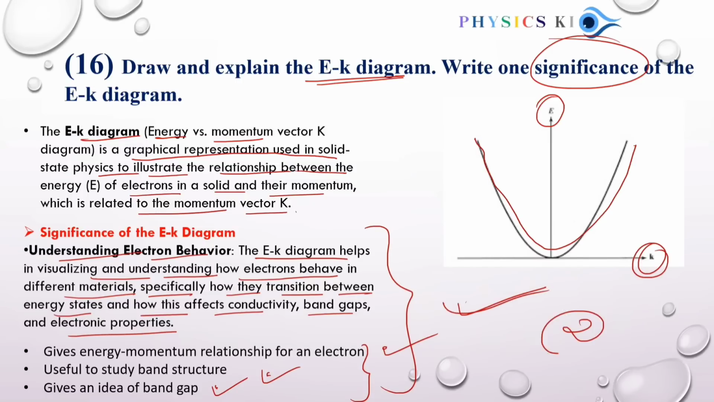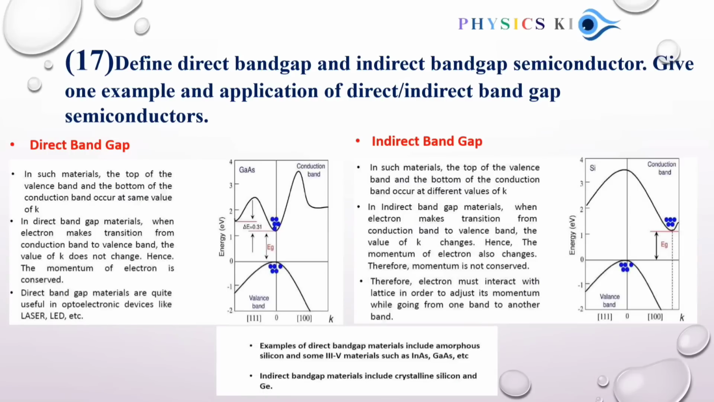Now you got 2 out of 2 marks. Next question: define the direct band gap and indirect band gap. Very simple question. You can use a simple figure like this. Suppose this is the y-axis and this is your x-axis. So just simply you can draw this and this. Okay, and just draw this line. So go with the diagram.